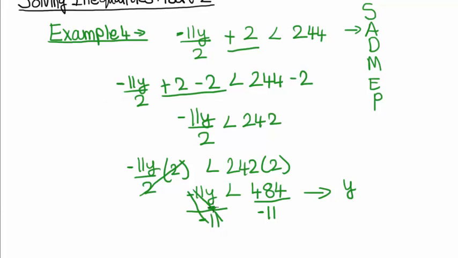Now since I performed the inverse operation which involved a negative in itself, I need to flip the sign of the inequality over here. So the less than inequality becomes a greater than inequality. And when I evaluate 484 divided by negative 11, I get negative 44.